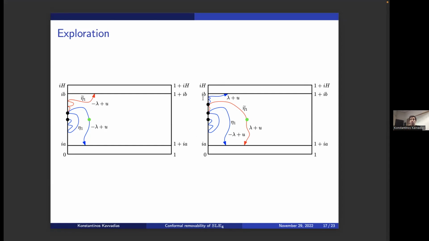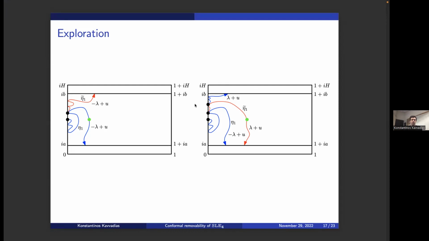So here, if this blue level line hits the upper boundary of the rectangle first, then we are done. We have completed the first stage of the exploration. We consider the first crossing to be the concatenation of the right side of the blue level line with the left side of the red level line. This is the first crossing. Here, of course, the boundary values of the field will be equal to lambda plus u. And again, we repeat the same procedure.